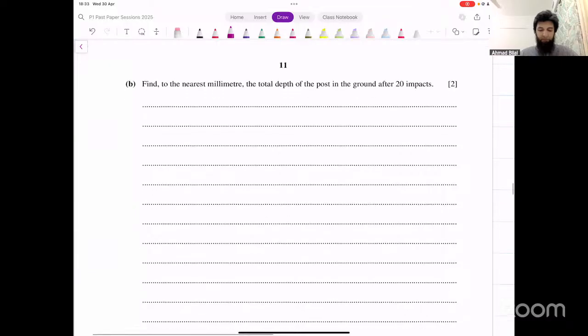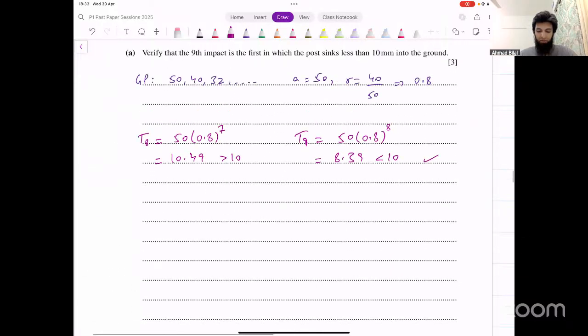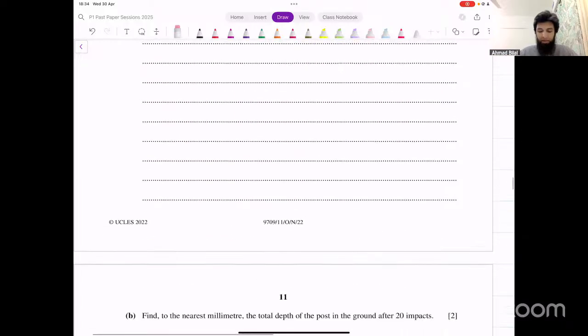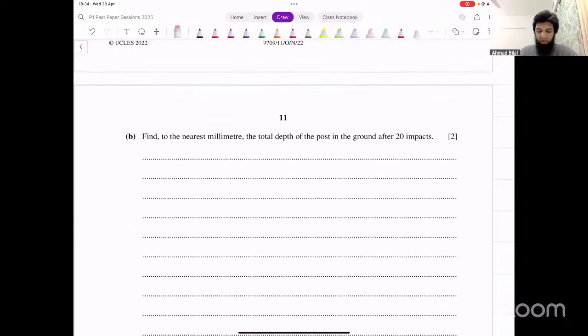Now it says, find to the nearest millimeter the total depth of the post in the ground after 20 impacts. Now how do we think about this? The first one makes the post sink into the ground by 50 millimeters, the next one 40, the next one 32, and so on. If there are 20 impacts, what's the total depth going to be? We can just add all of those numbers up, find the sum of those 20 terms. The first term is 50, the ratio is 0.8. Let's find the sum of the 20 terms.